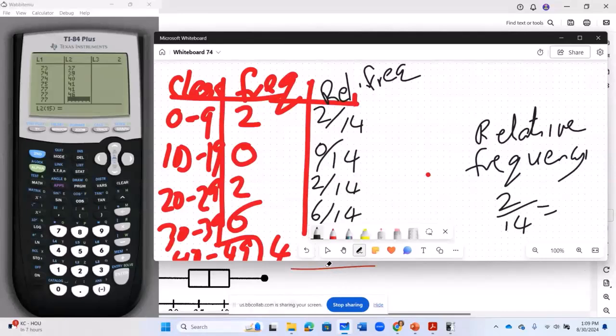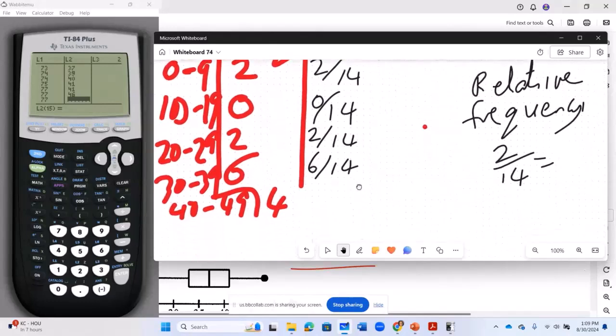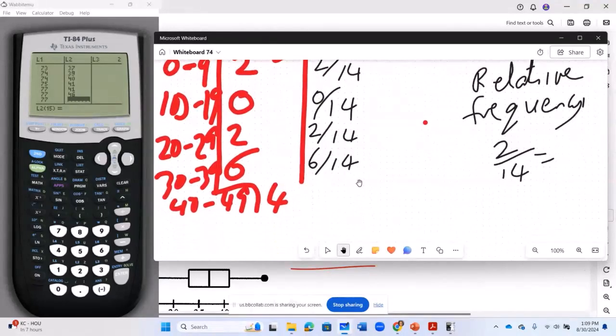I think I need to grab this and move it up a little bit. I want to see if it's going to move up. Yeah, I'm going to grab it and move it up. Okay, so now I want to continue with my relative frequency. So the relative frequency of the last class is 4 out of 14.